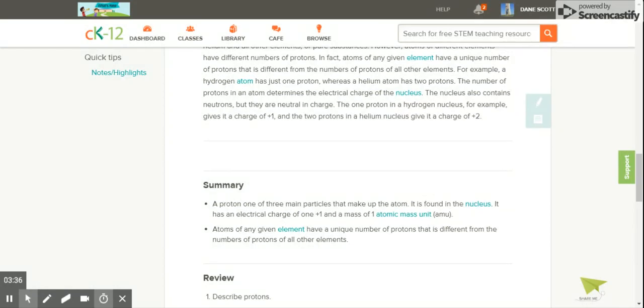It has an electrical charge of +1 and has a mass of 1 atomic mass unit, or 1 AMU. Atoms of any given element have a unique number of protons that is different from the numbers of protons of all other elements. It's like their social security number. Only one person has that particular number. All right?